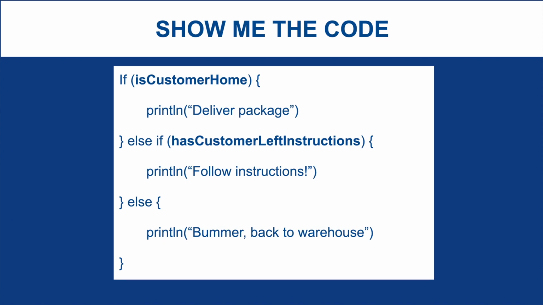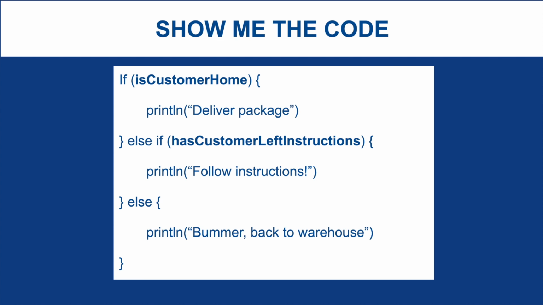Well, now this is a little bit more complicated, so what I would suggest that you do is just for a second, pause the video, read this through, and then come back to it. Okay, so from top to bottom. If customer is home, then we print deliver the package. All right, great. Else if has customer left instructions, then we follow those instructions by just printing out print line follow instructions. So what's going on here is if that first branch, the if branch with is customer home, is false, it's going to go on to this next branch, this else if.